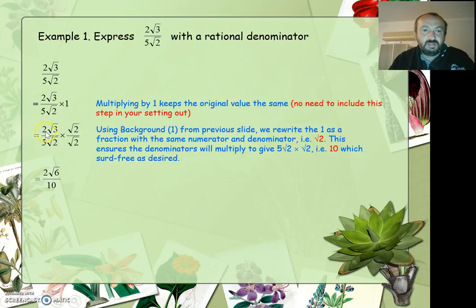You'll see there's 2 lots of root 6 on the top, and 5 times root 2 times root 2 is 5 times 2, which is 10. And we're going to simplify that, probably. Yeah, that simplifies there, the 2 and the 10. They do some cancelling, they're non-surds. Okay, and you end up with root 6 times 5, divided by 5.